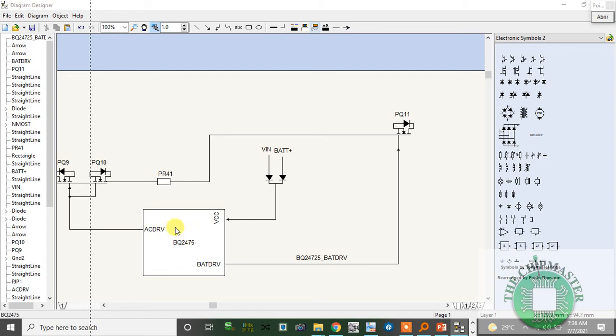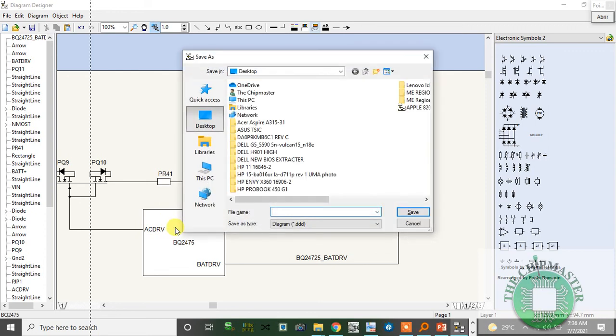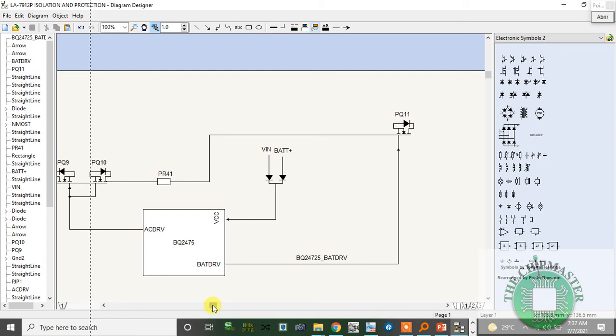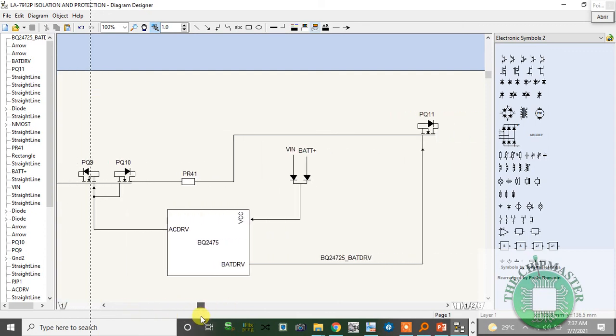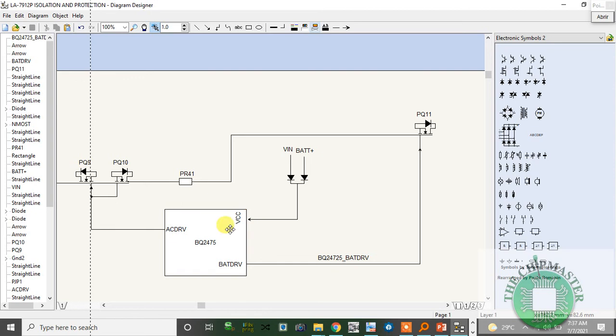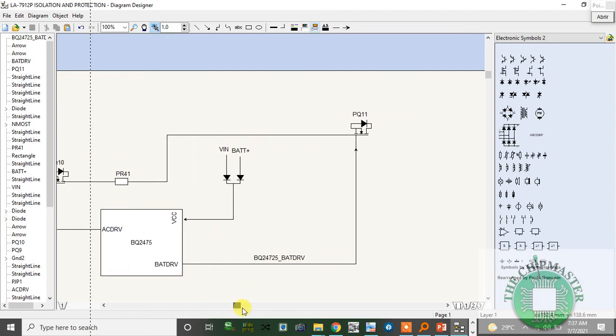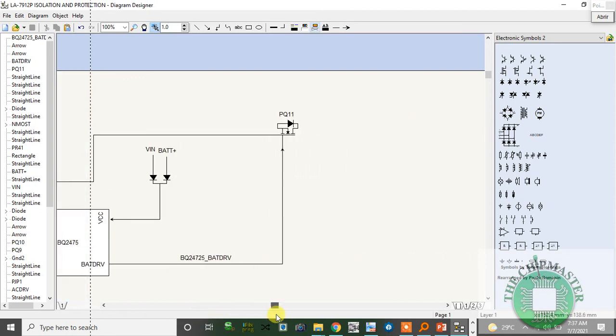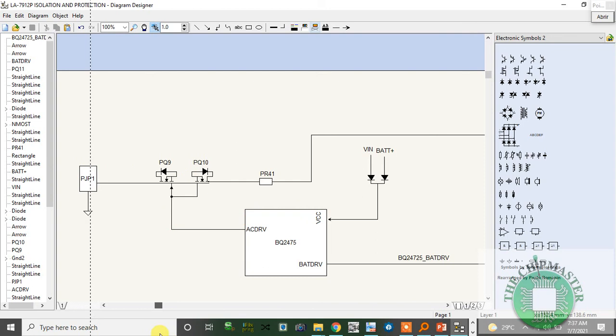Alright, so let's save. Right, so this is LA-7912P, and this is going to be isolation and protection. So I'm going to step it out shortly. Let me just go through and finish it up. All right, so with this technique, I break down the schematic so it's simpler. So you just follow the steps and you can check each step.